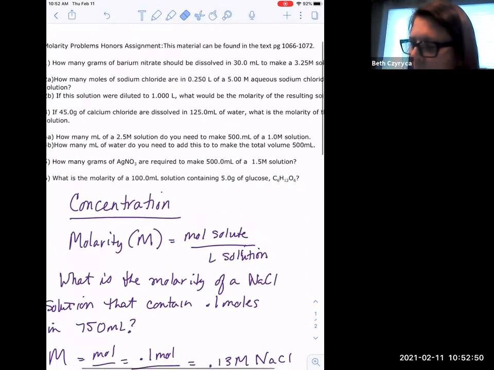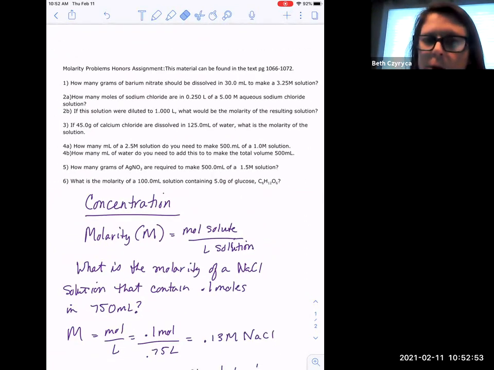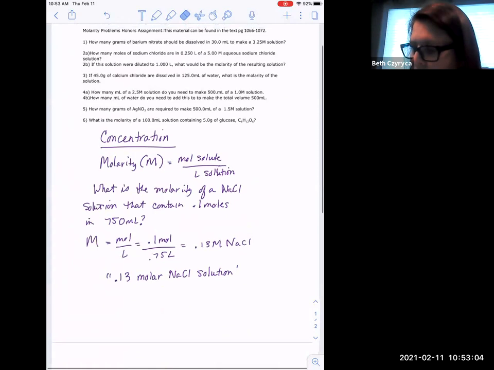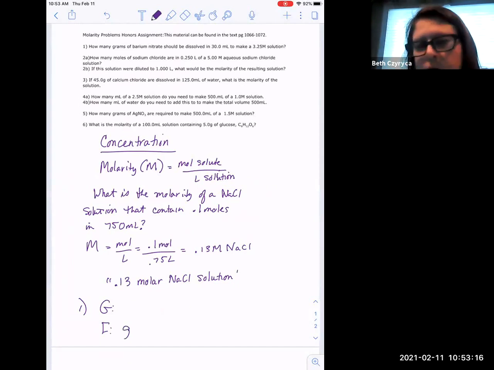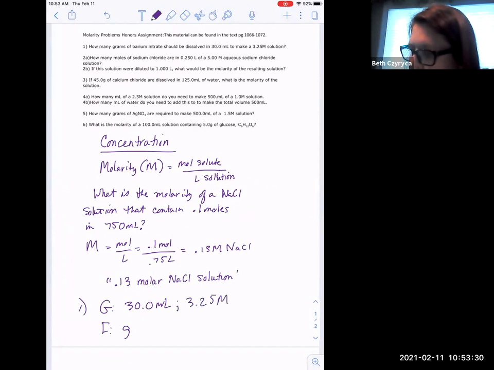All right, let's do a problem here. Number one, how many grams of barium nitrate should be dissolved in 30 milliliters to make a 3.25 molar solution? Oh boy, now we need a formula and we need a molar mass. We got more complex real quick here. So number one, we all work together. We can get it done quickly. We have how many grams of barium nitrate? So I need the formula for barium nitrate. I'm going to need the liters of solution. And I'm given the molarity.